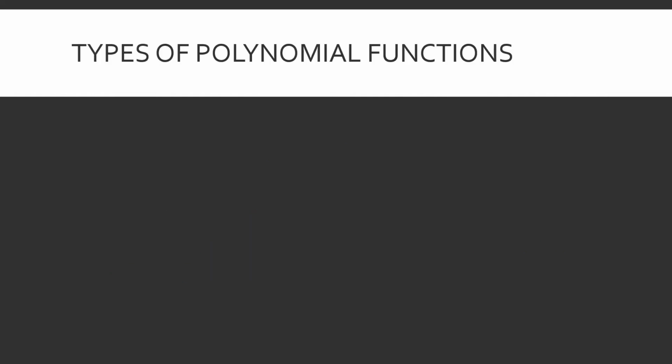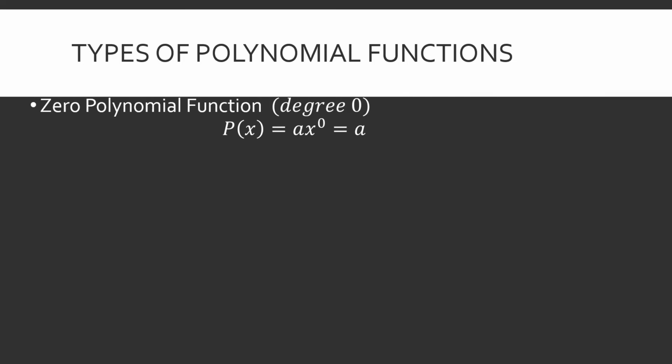Let's proceed to the types of polynomial functions. The first type is the zero polynomial function. It is also called the constant function. Sometimes it is expressed as p of x is equal to ax to the power of 0, or just a, where a is any real number. So for example, if you have f of x is equal to 5, 4, 3, or any other number, even negative numbers, then it is a polynomial function, particularly a zero polynomial function.